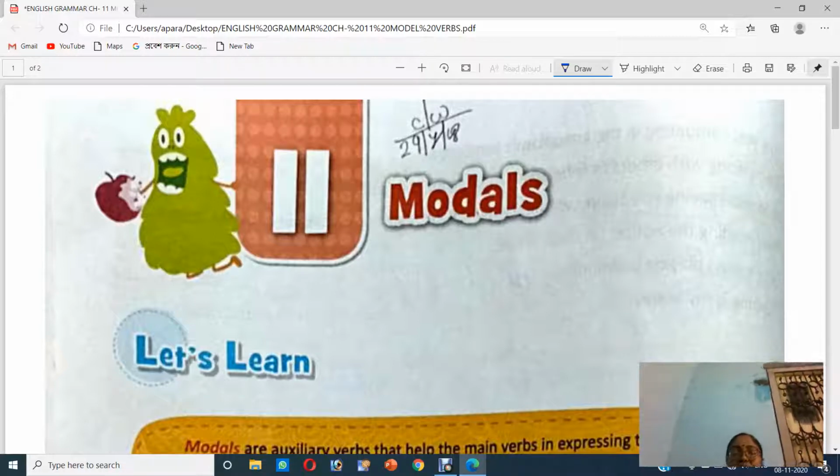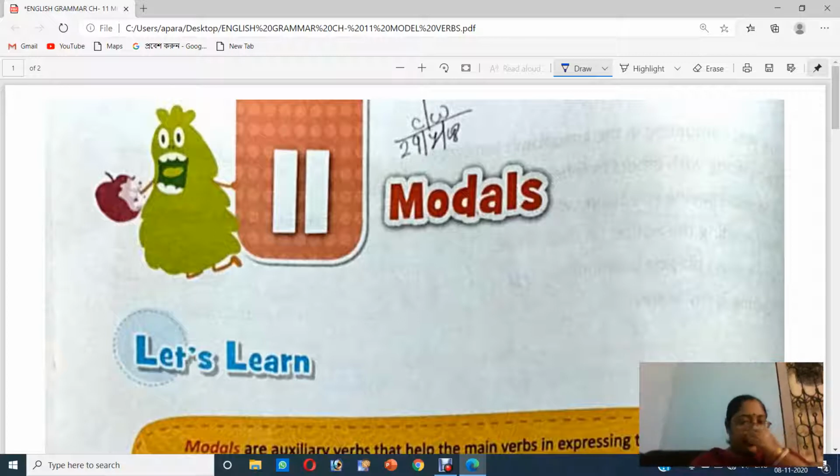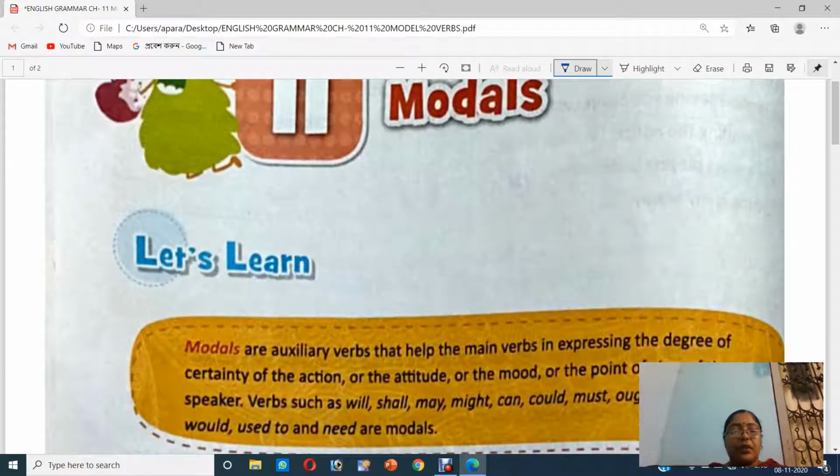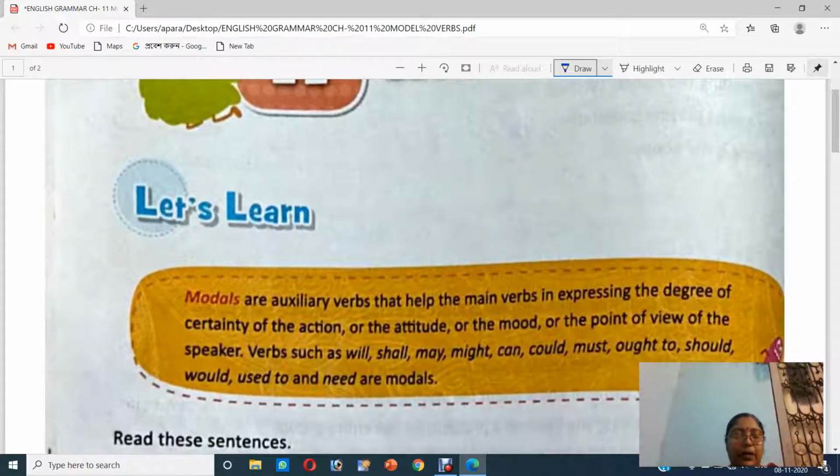Okay. Now just see here. It's given here, modals. So what is a modal verb? A modal verb is a helping verb. Now just see when I come down. First of all, we will be learning about modal verbs. Okay. Now, what are modal verbs?